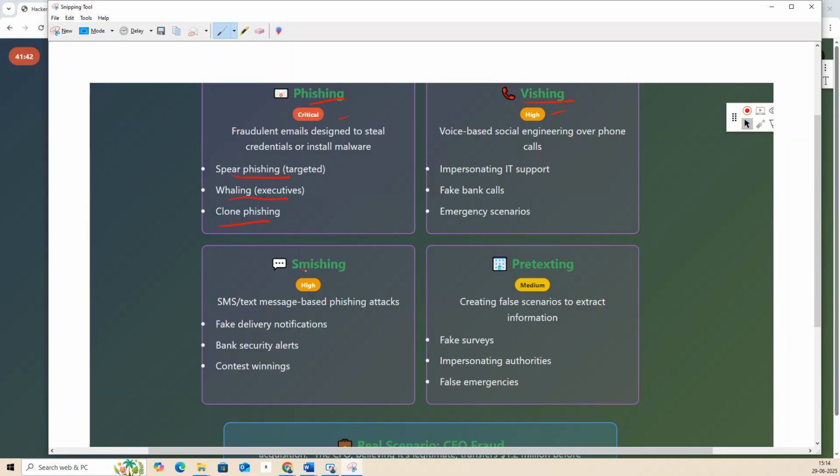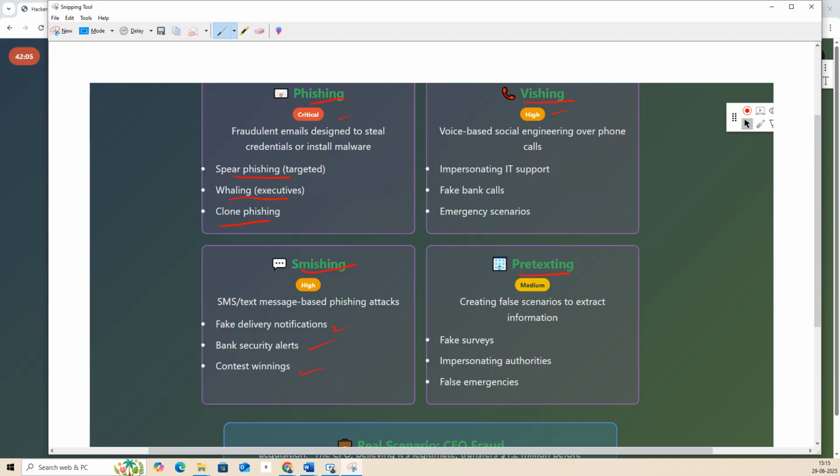Then smishing. What is smishing? Smishing uses text messages: fake delivery notifications that ask you to click a link to reschedule delivery, bank security alerts claiming your account has been compromised, and contest winnings that require you to provide personal information.